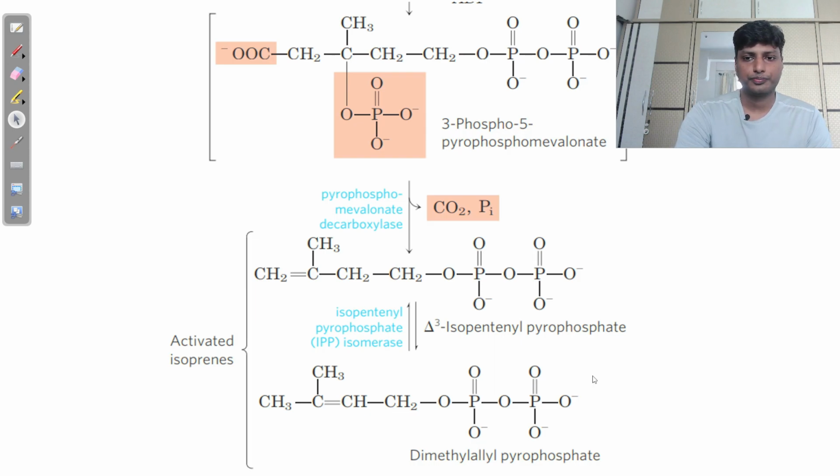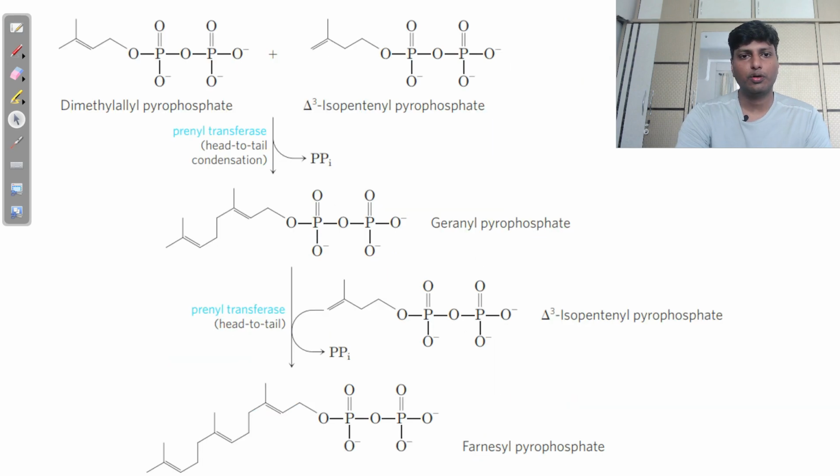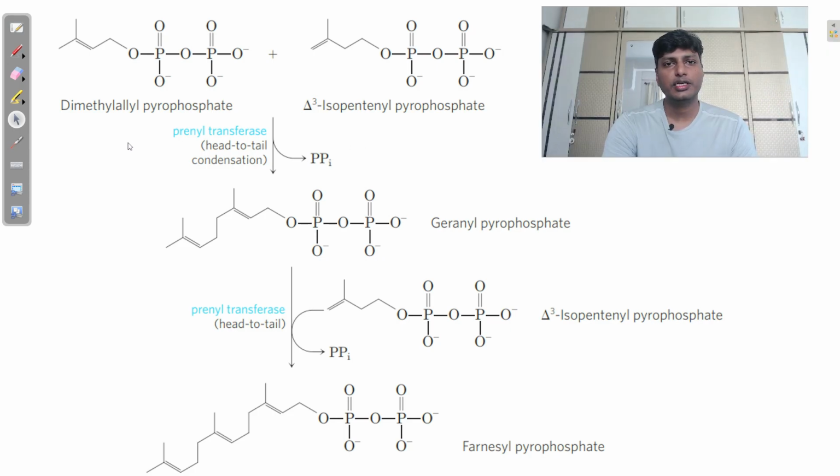So once these activated isoprene units are formed, now what will happen? Again, these isoprene units are going to condense with each other. So one dimethylallyl pyrophosphate will condense with another delta 3 isopentenyl pyrophosphate, resulting in the formation of a compound which is geranyl pyrophosphate.